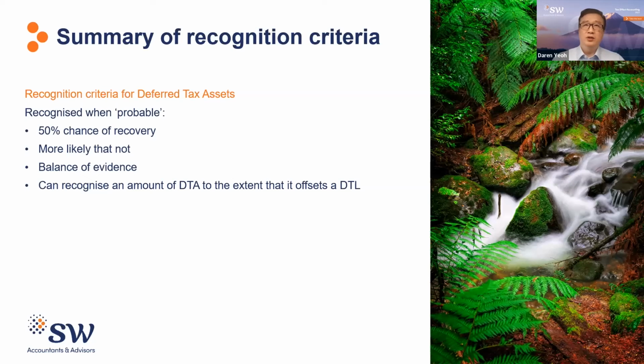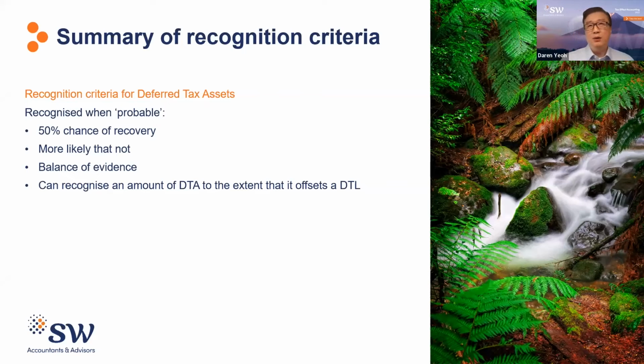So in order to demonstrate that it is probable that you'll use the temporary differences and revenue losses, you need to demonstrate that it's more than a 50% chance that you'll use those deductions and losses. There are no set rules of how much more. It could be 50.1% or it could be 70%. You can determine that number based on your internal policies.